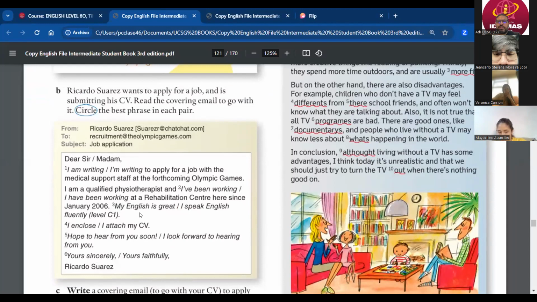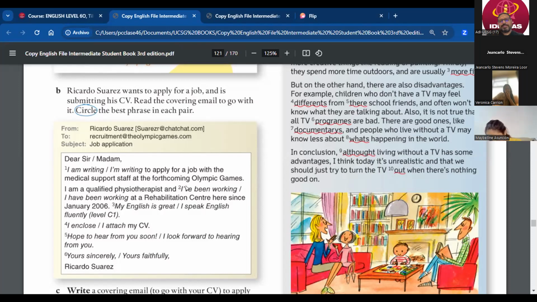You are going to give a short version of all your qualifications. So, dear sir or madam. Sir, obviously for masculine, and madam for feminine. If that is not specified, then you go only with dear. I am writing to apply for a job with them. Then you specify what kind of job.